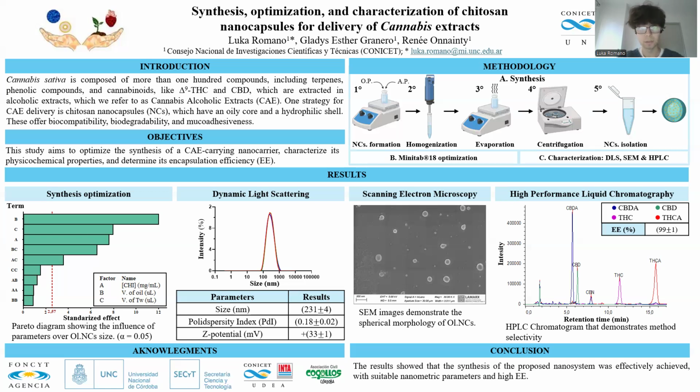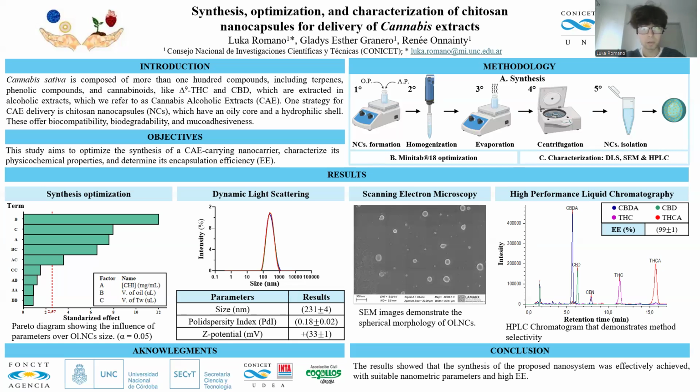DLS analysis was done to evaluate these aforementioned characteristics. Size versus intensity graphs show that these nanocapsules had a consistent nanometric size of 231 ± 4 nanometers, for a polydispersity index of 0.18 ± 0.02. That means that our population of nanocapsules is monodispersed, and a zeta potential of +33 ± 1, which provides the colloidal stability to ensure nanocapsules' long-term stability.